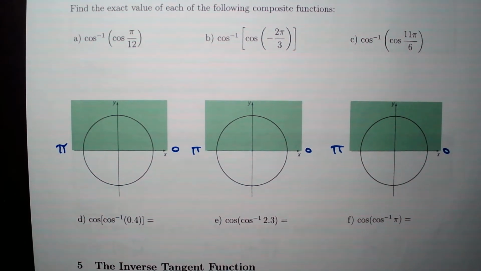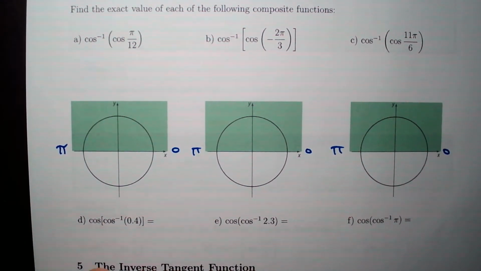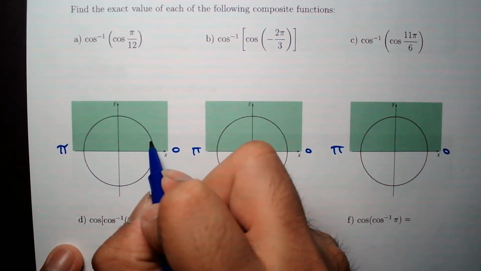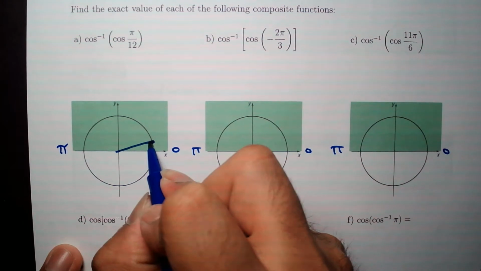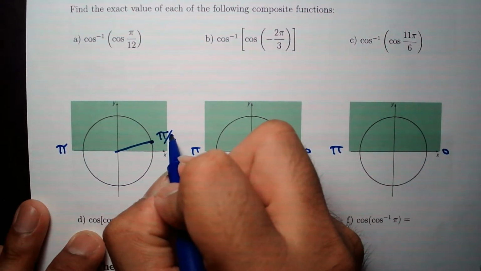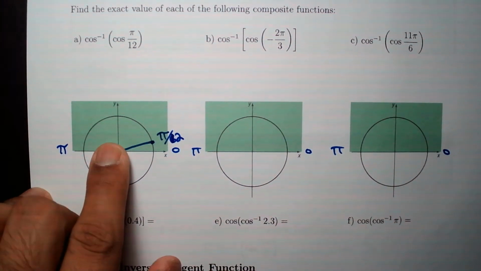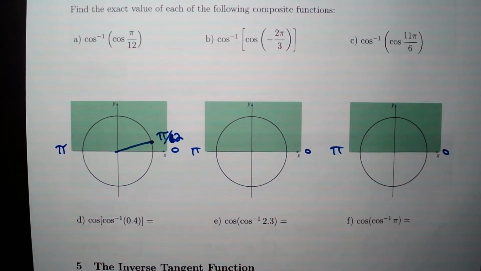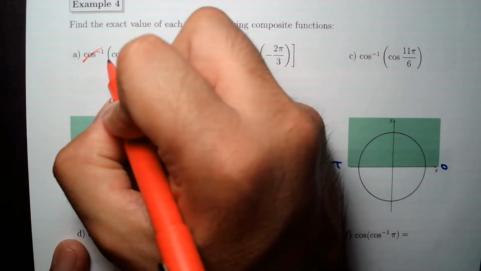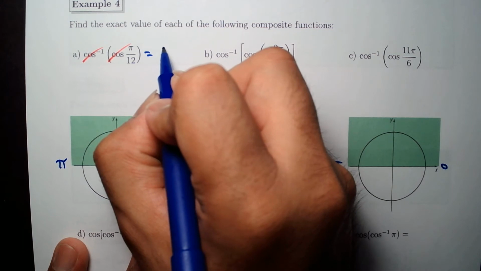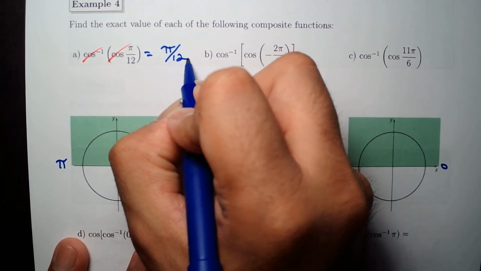Cosine inverse of cosine of pi/12. Well, pi/12 is halfway through pi/6. I'm going to just estimate it over here. And this one is really nice because it's within the green region, the shaded region. So in this case, we are clear to simply cancel out this cosine inverse with cosine. That's simply pi over 12.